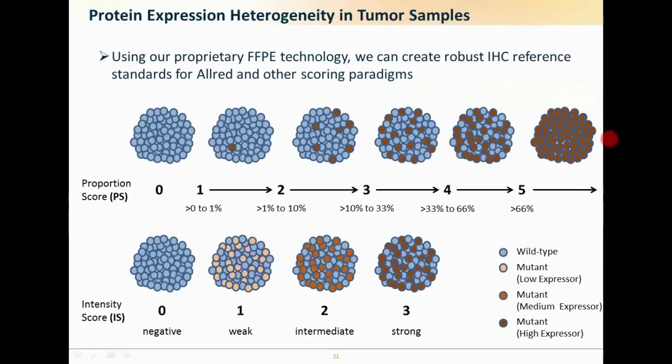With IHC, there are obviously lots of different scoring paradigms, and one of them is an intensity score, where this is seen for HER2 as well. And the intensity score is much more difficult to replicate because of the biology behind it. It's not just editing at the gene level. It's somehow editing or controlling at the RNA expression or even the protein expression level.